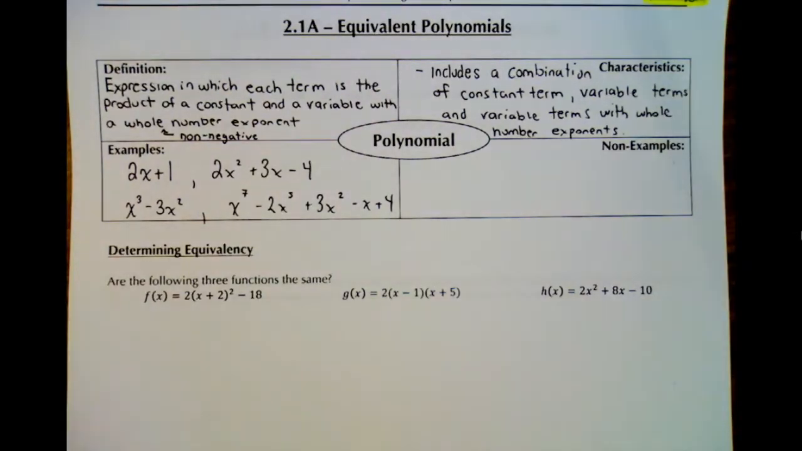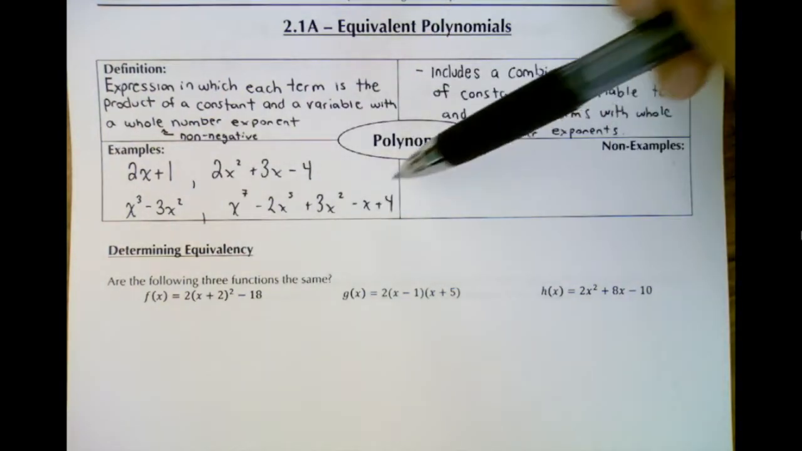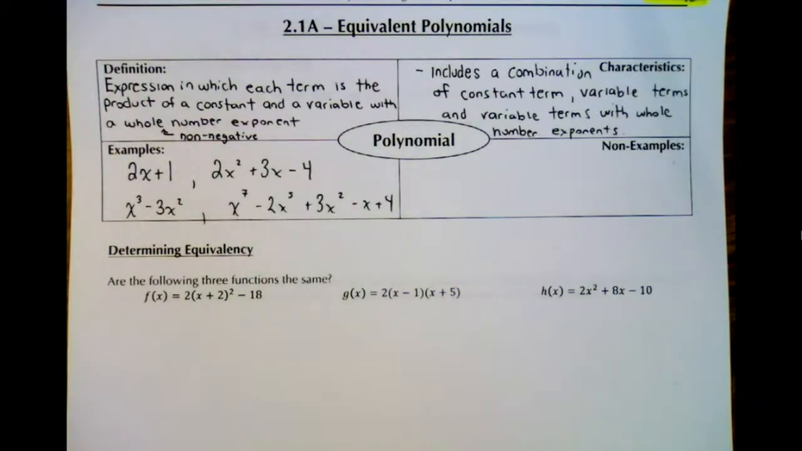Notice that these are fully simplified polynomial expressions. They only have unlike terms, so we can't simplify this any further by adding like terms. And again, what's a like term? Well, a like term is a term that has a variable with the exact same exponent. If you have like terms, you can simplify them by adding or subtracting. So if we look at the characteristics now, a polynomial will include any combination of constant terms, variable terms, and variable terms with whole number exponents. And the like terms would be simplified.